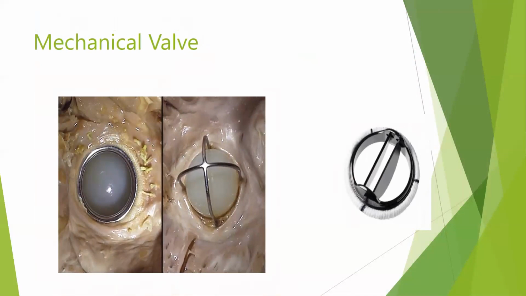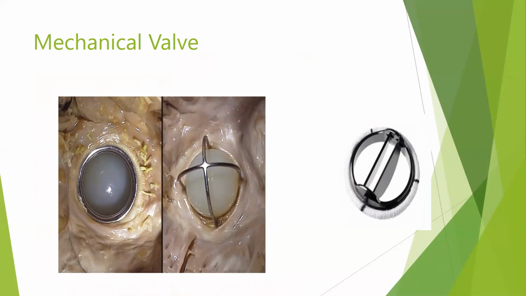So mechanical valves, here's what some of them look like. To the left, we have a ball in a cage design. It is more durable and used in younger folks. They last longer. On the right side is a bileaflet valve.